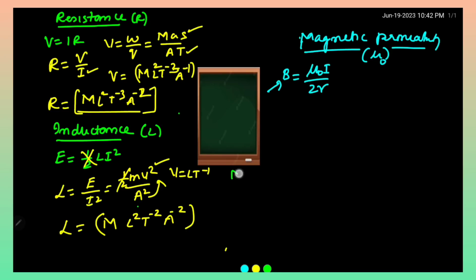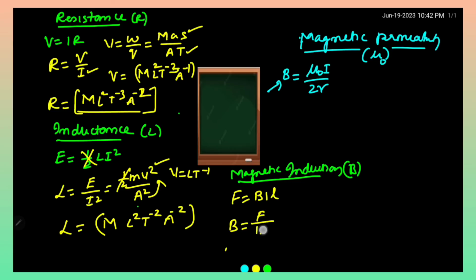So first thing is magnetic induction B. How can you find out the dimensional formula for B first of all? For that you can take the formula F is equal to BIL. It's a very simple formula. From this you can derive B. So B will become F by IL.